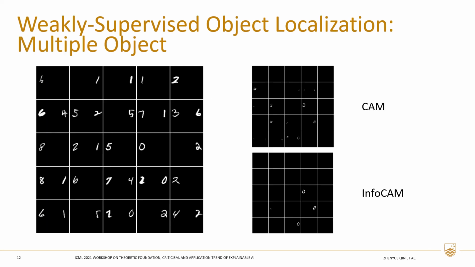InfoCAM can also localize a single object among multiple objects. Here, we aim to extract all the digit 0. We see that InfoCAM can accurately pick all zeros. The generated results are sharp and clear. In contrast, CAM gets confused by some parts of the digits that look like zeros, and the results are blurry.